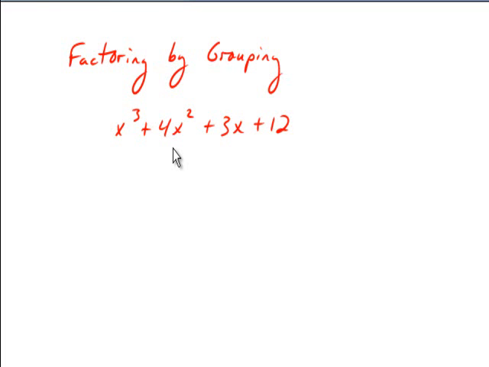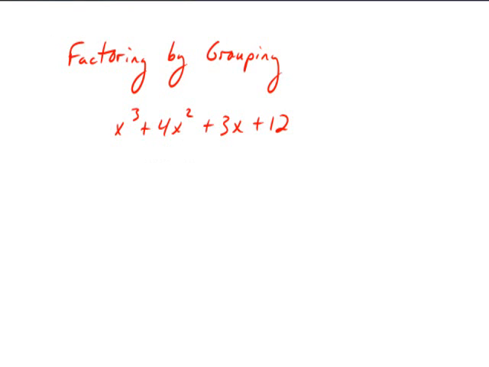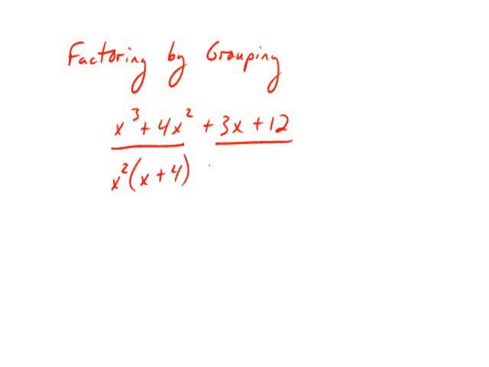When we have a polynomial of 4 terms that we want to factor, we should look to see if there's some way of grouping them together so that factors can be taken out of each group of terms. For example, in this polynomial, if I group the first 2 terms together and group the last 2 terms together, I can factor x squared out of the first 2. And I can factor 3 out of the last 2.